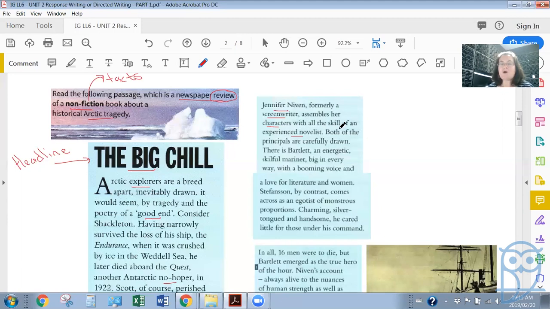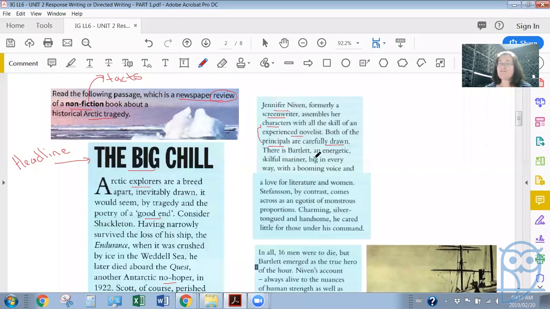Good. Both of the principals are carefully drawn. The principals, well, this is referring to the principal characters, okay? They are carefully drawn because we talk about drawing characters, okay? Creating them. There is Bartlett, an energetic, skillful mariner, sailor, big in every way with a booming voice and a love for literature and women.